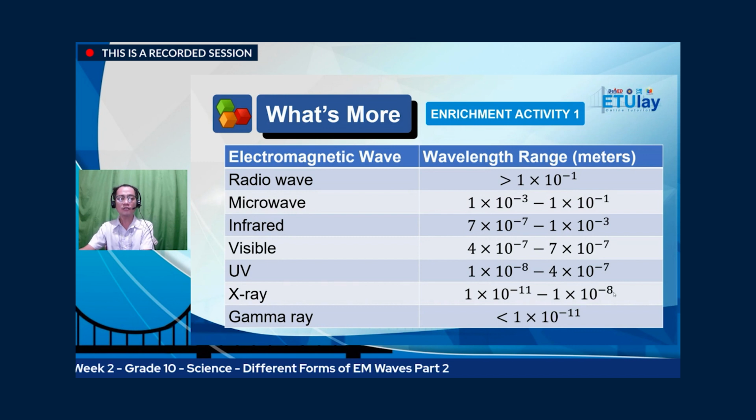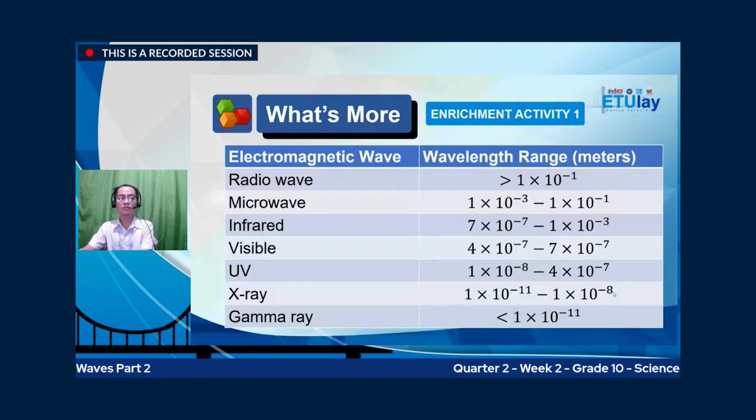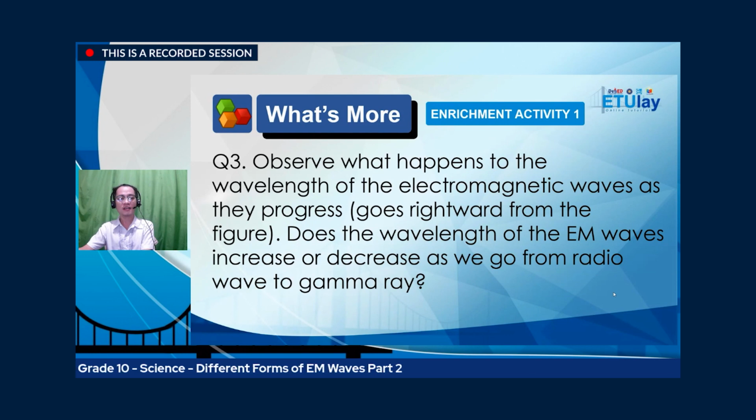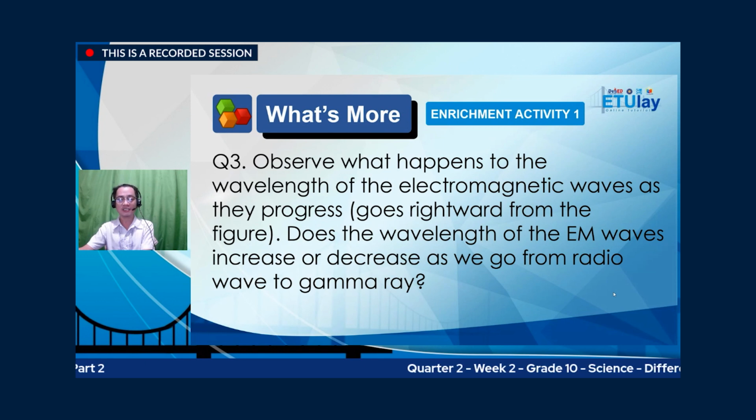So what have you noticed on the wavelength ranges in meters as EM waves progress from radio wave to gamma ray? Now, let's answer question number 3. Observe what happens to the wavelength of the electromagnetic waves as they progress rightward from the figure. Does the wavelength of the electromagnetic wave increase or decrease as we go from radio wave to gamma ray?